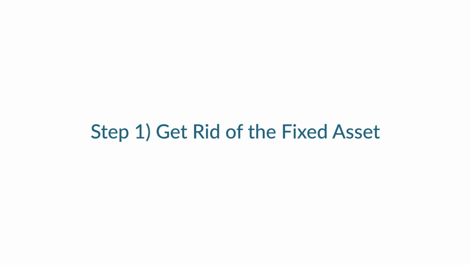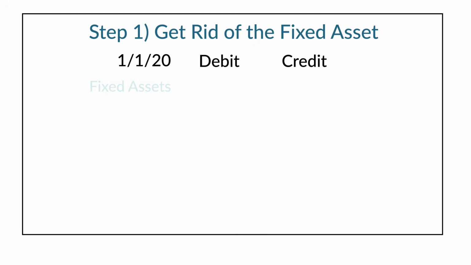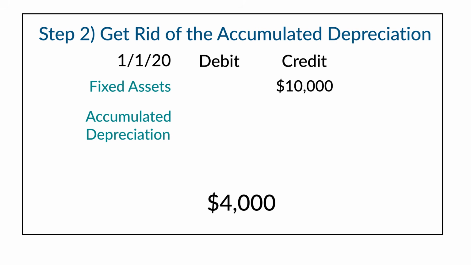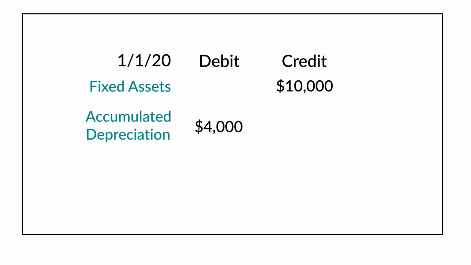So step 1. We need to get the popcorn machine off our books. Since we initially debited it for $10,000 when we bought it, we have to credit it for $10,000. Removing the accumulated depreciation is step 2. From 2 years of owning the asset, we have $4,000 of accumulated depreciation. Remember that accumulated depreciation is a credit, so we have to debit it to get rid of it. So we have credited fixed assets for $10,000 and debited accumulated depreciation for $4,000.